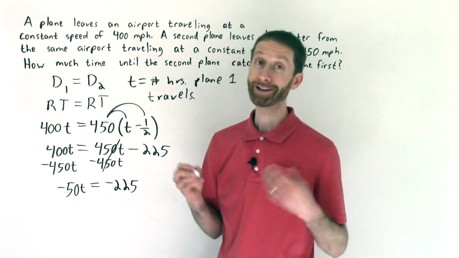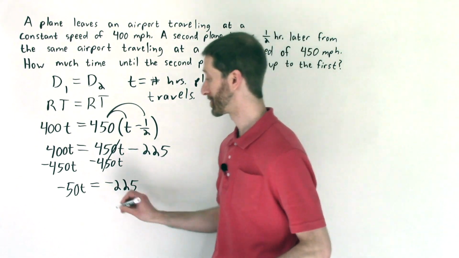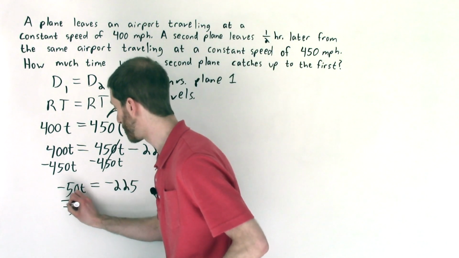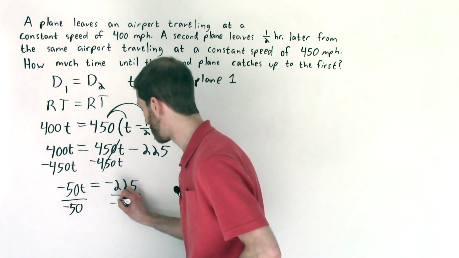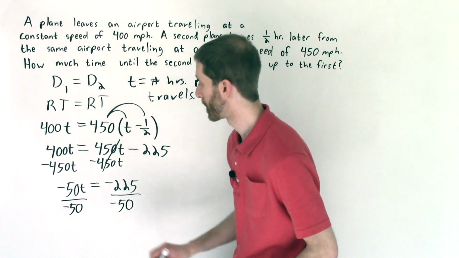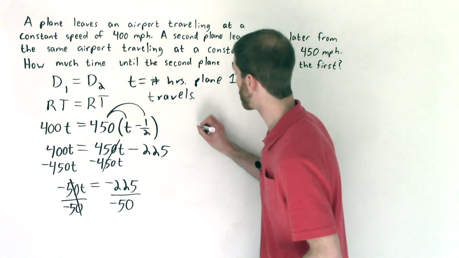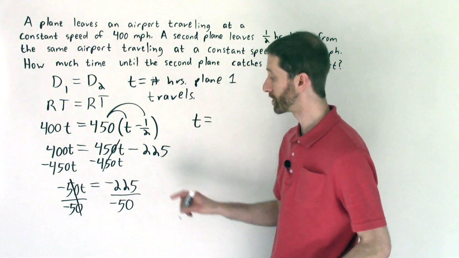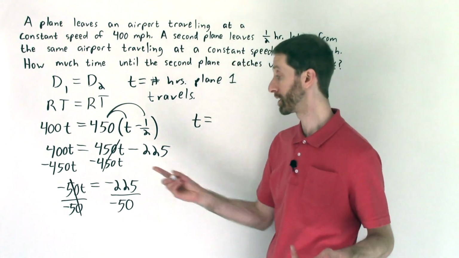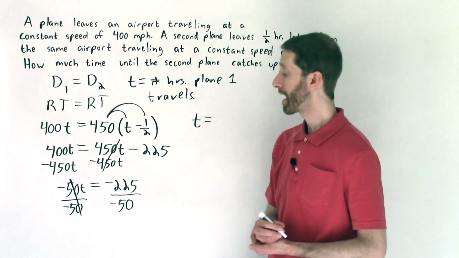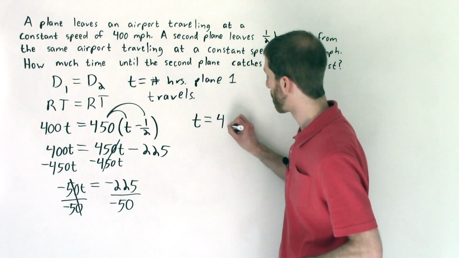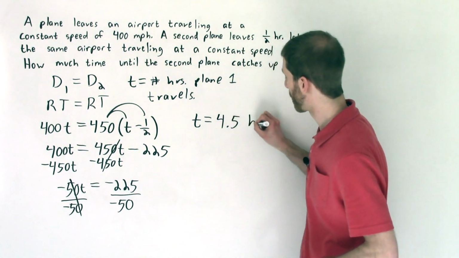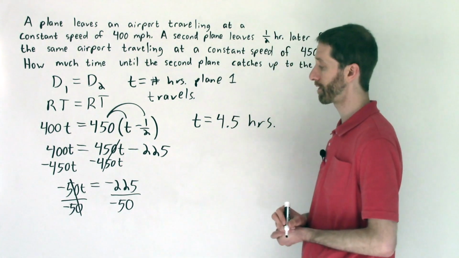Last but not least, we're going to divide both sides by negative 50 to isolate t, the variable, which is the amount of time that plane 1 has traveled. The negative 50s cancel, and we are left with t is equivalent to 225 divided by 50, or negative divided by negative is a positive, and that's going to be 4.5 hours. All right, 225 divided by 50.